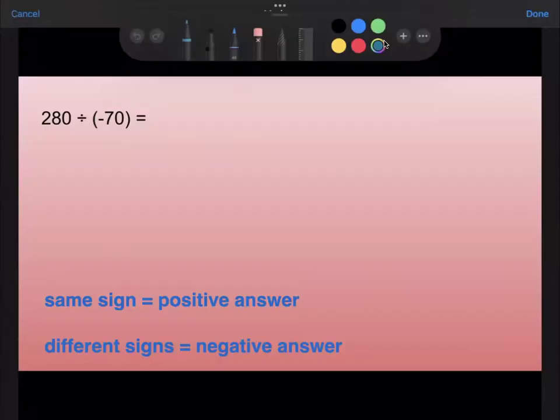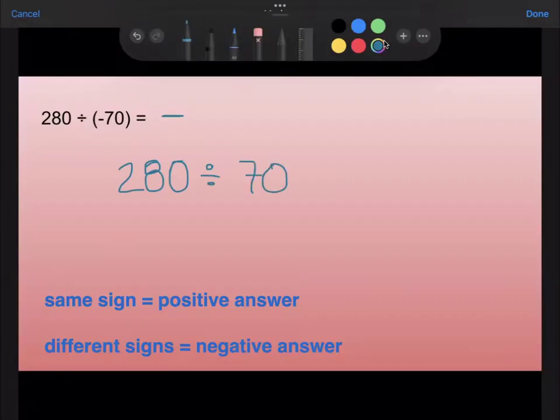Okay, here is the last one for today's video. It's 280 divided by -70. So again, I'm going to use two different steps. First, I'm going to determine if my answer is positive or negative, and then I'm going to do the calculation. So since they have different signs, I know that my answer to this is going to be negative. So I'm going to go ahead and put that here. That means to do the calculation, I'm going to take 280 and divide it by 70.